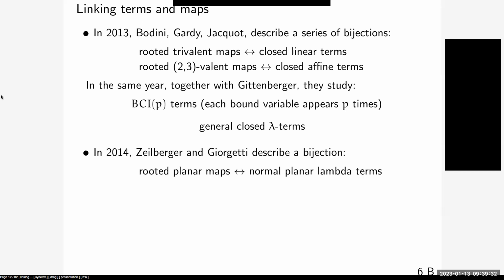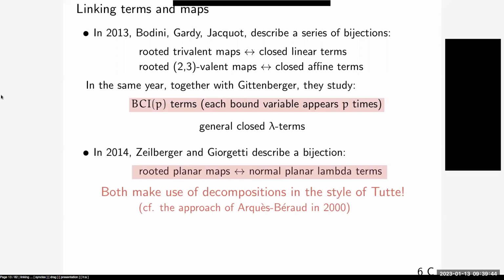Almost in parallel, we have in 2014 Zeilberger and Giorgetti describing a bijection between rooted planar maps and normal planar lambda terms, which Wendy discussed a bit last time, yesterday. And so the glue that holds these two together, the connecting pin, is the fact that they both make use of decompositions in the style of Tutte.